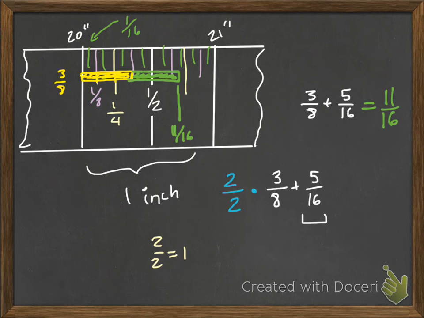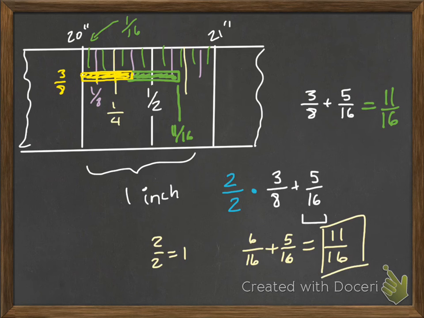So I multiply the tops, so that's 6/16. I'm going to add it to my 5/16. And 6 plus 5 is 11, so I get 11/16. So it's the same answer that I got up top, only I did it with math instead.